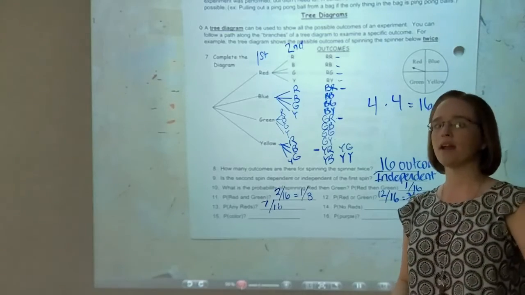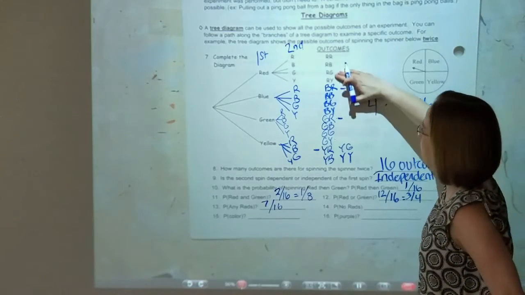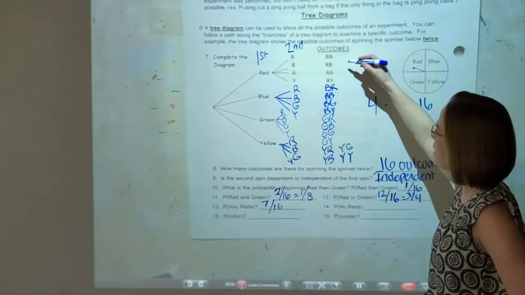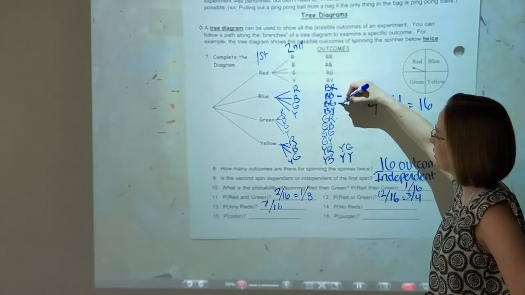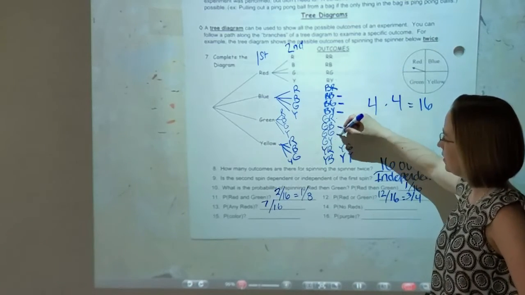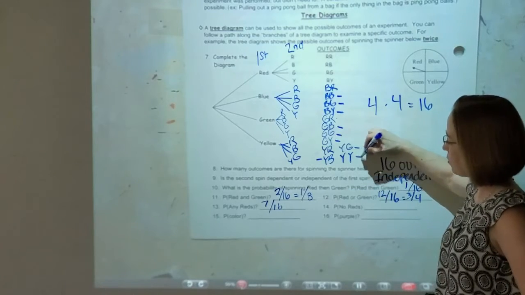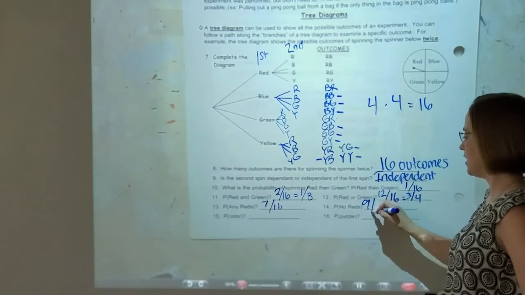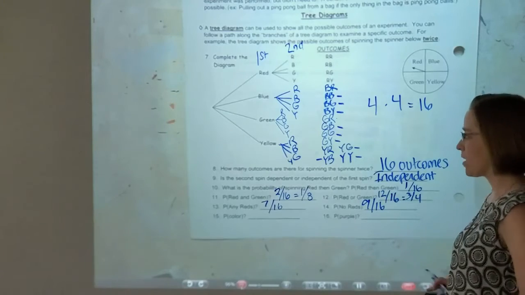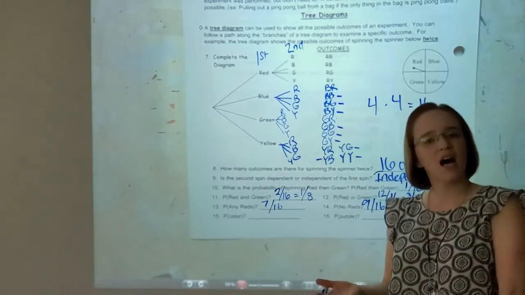Maybe I'm trying to avoid something in the game and I don't want to land on red for some reason. That would be anything that does not have a red. So 3 there, 3 there, 3 there, that's going to make 9. 9 out of 16.